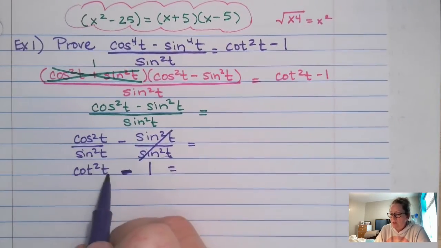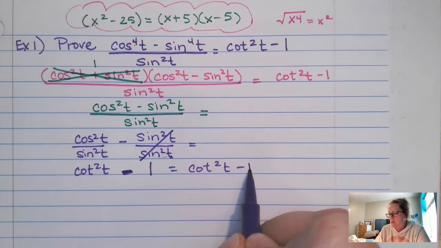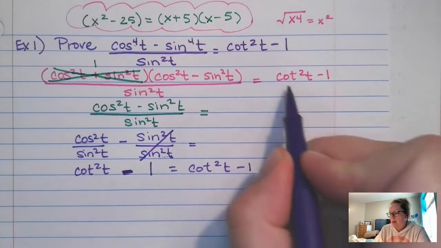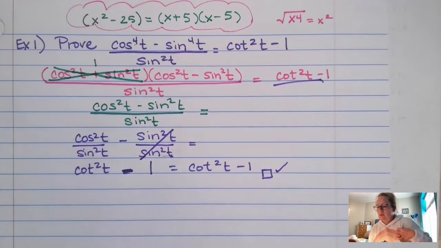So we get cosine squared t minus 1 equals cotangent squared t minus 1, which is what we wanted. Bam, we are done. So see a perfect square minus a perfect square term, difference of perfect squares is where it's at.